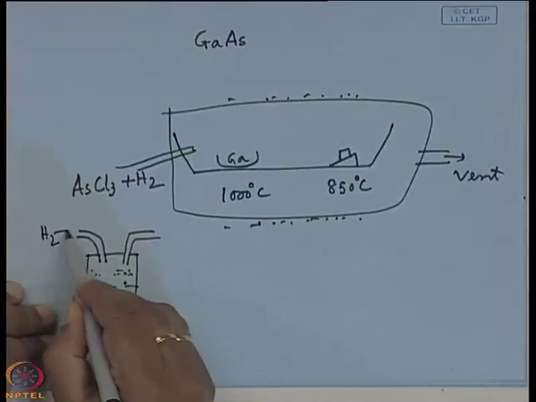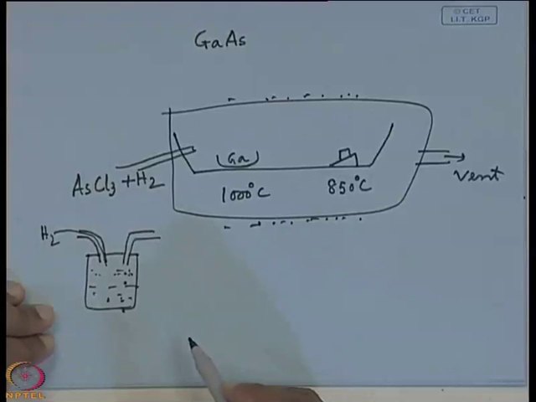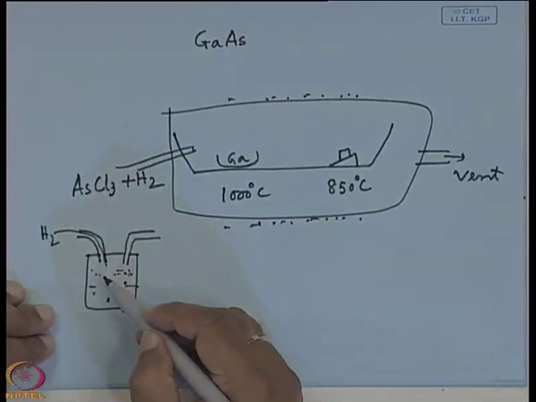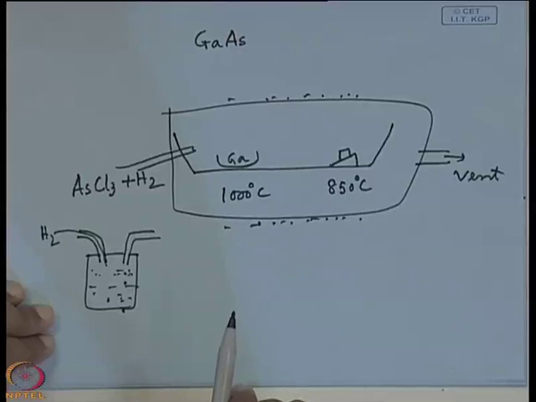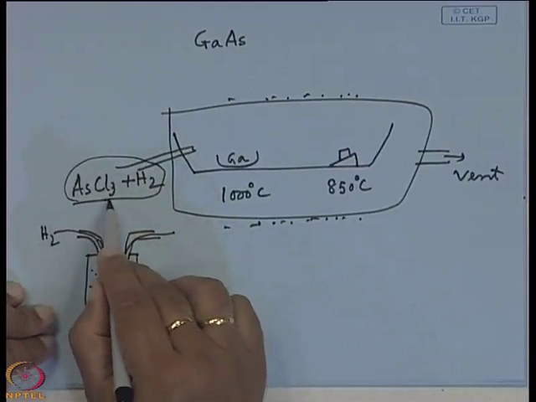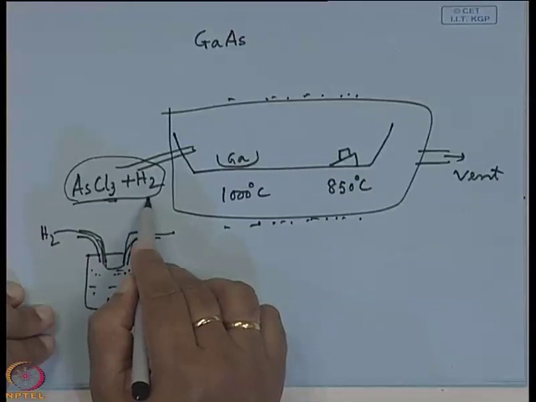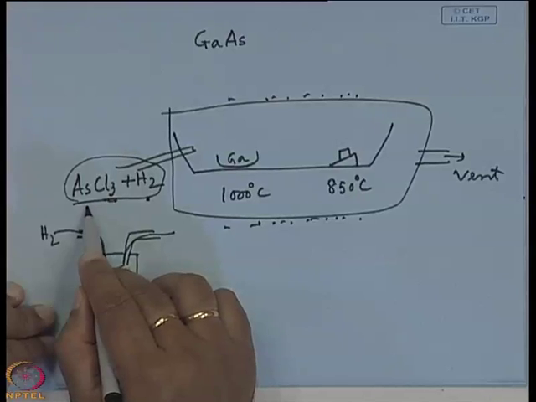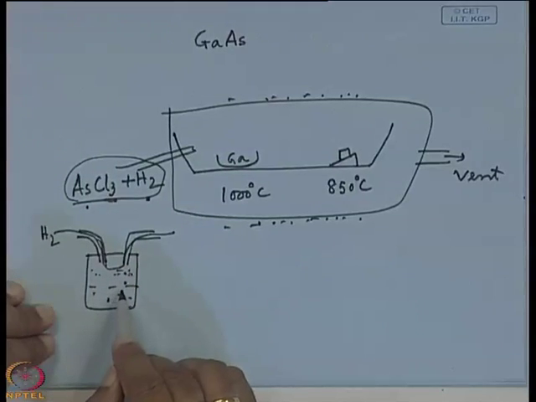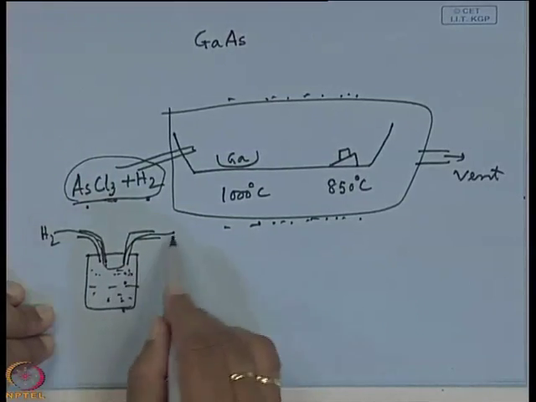So, when hydrogen passes through the inlet, that hydrogen will carry not the liquid AsCl3, remember liquid cannot be carried, it will carry the vapor of AsCl3. So, when I write this, it means the high purity hydrogen gas and the vapor of AsCl3 coming out from the bubbler with the help of hydrogen.